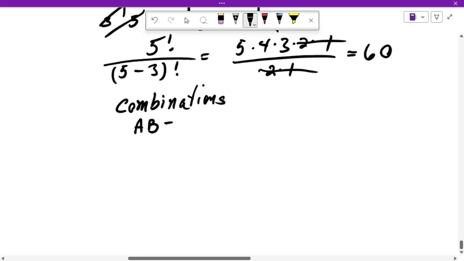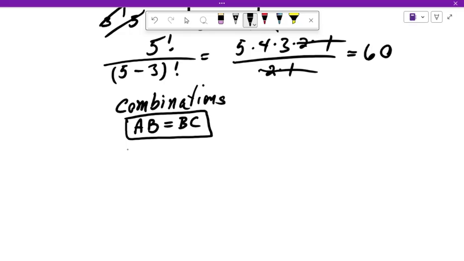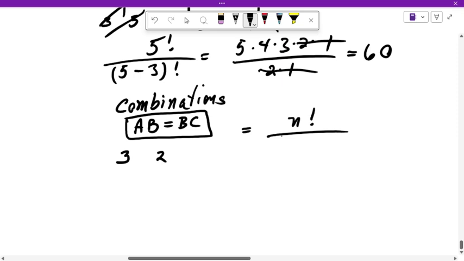AB is equal to BA, just like in the Excel list, order doesn't matter. So if we had 3 coins, we flip a coin 3 times, how many ways can we get 2 heads? This is calculated as n factorial over n minus k factorial. That's the permutations, and we want to take out order. That becomes k factorial.